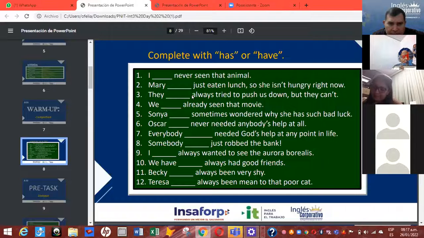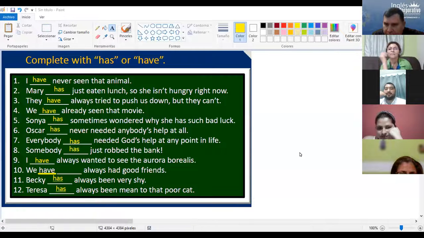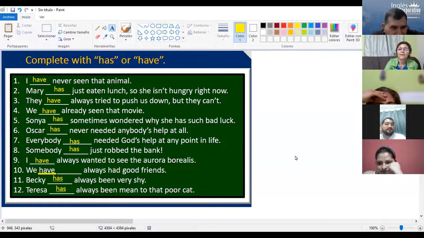Number 10. We have always... Ay, no, pero hay otro have ahí. We have good friends. I don't remember anything else. Teacher, hello. Tell me, please.